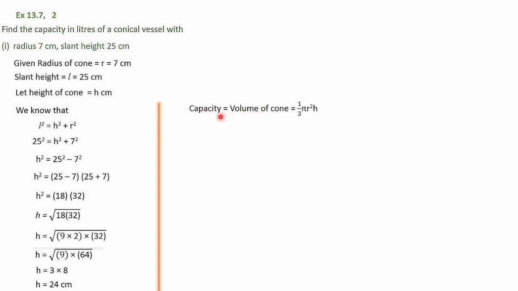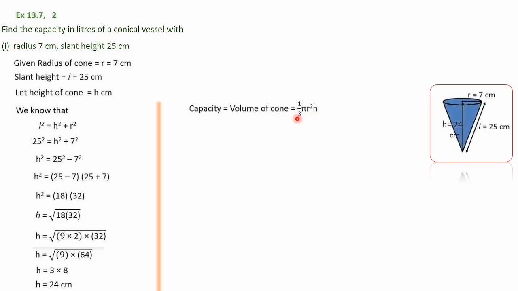Capacity we can calculate. Capacity is equal to volume of the cone, that is 1 by 3 pi r square h formula. Let's substitute it. 1 by 3, 1 by 3 into pi. Pi value is given to us here.